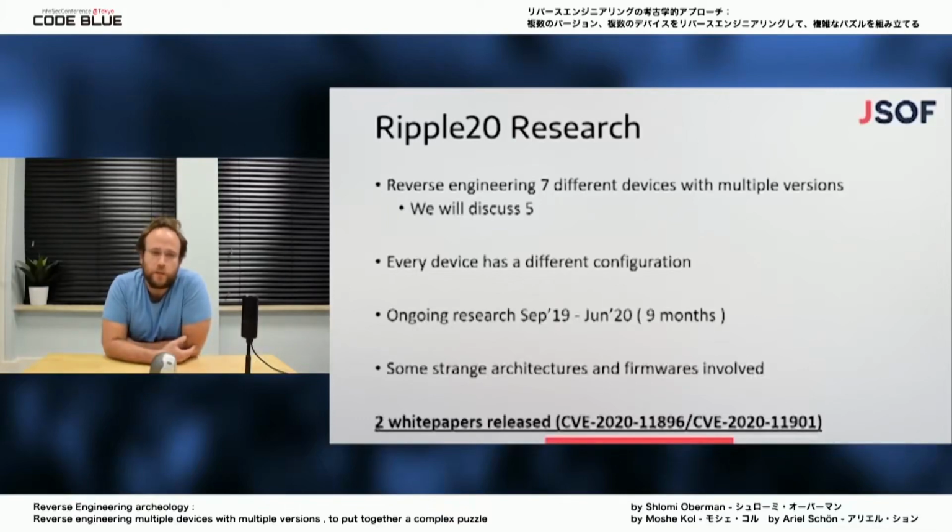In total, we reverse engineered 7 different devices before the publication date, before the disclosure. We've reverse engineered additional devices since. Some of the devices we reverse engineered in multiple versions. We'll be discussing 5 of these devices today, just due to time limitations and some of the devices being less interesting. You'll see we encountered some pretty strange architectures, firmwares, and operating systems.